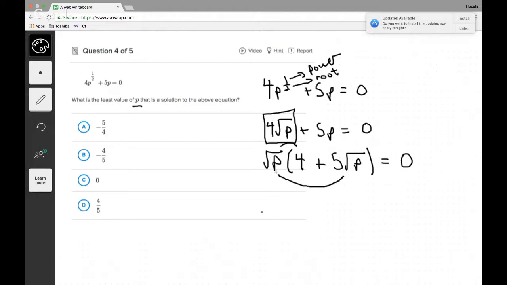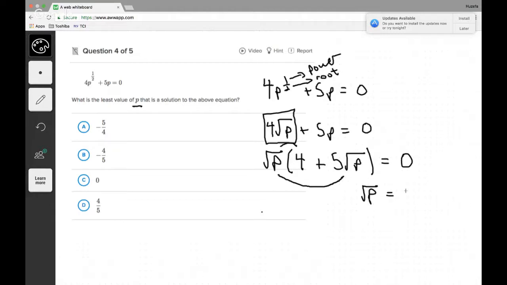Okay, so now we have square root p. So now it's fully factored. And what does this mean? We have 2 values, okay? When we have something factored like this, we make 2 equations. Because if just square root of p becomes 0, this whole thing goes to 0, right? Because 0 times anything is 0. So we break it up.